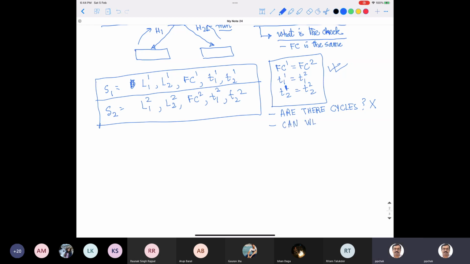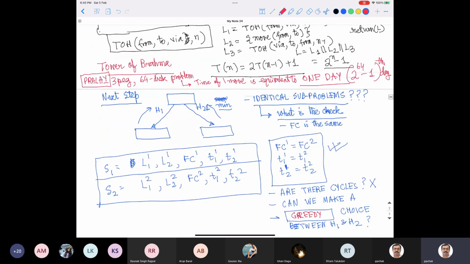Can we make a greedy choice? Correct. If we can make a greedy choice, then the complexity of the algorithm will collapse from two to the power n minus one to order n. Perfect. It will become order n.